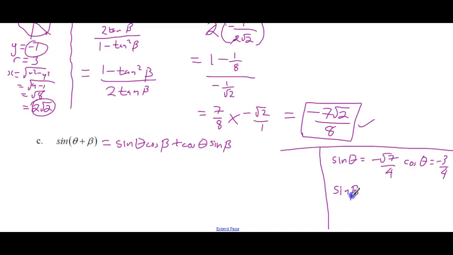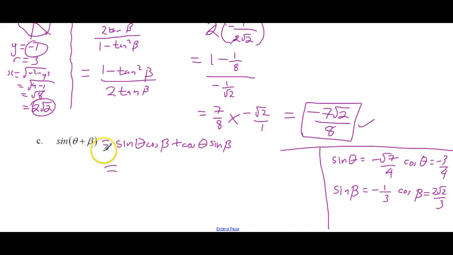Sine beta, which was given to us, is -1/3. And cos beta is x over r, which is 2√2 over 3. Okay, so it's all consolidated now. You're going to see questions like this. I was going to tell you, you're going to see questions like this, right?